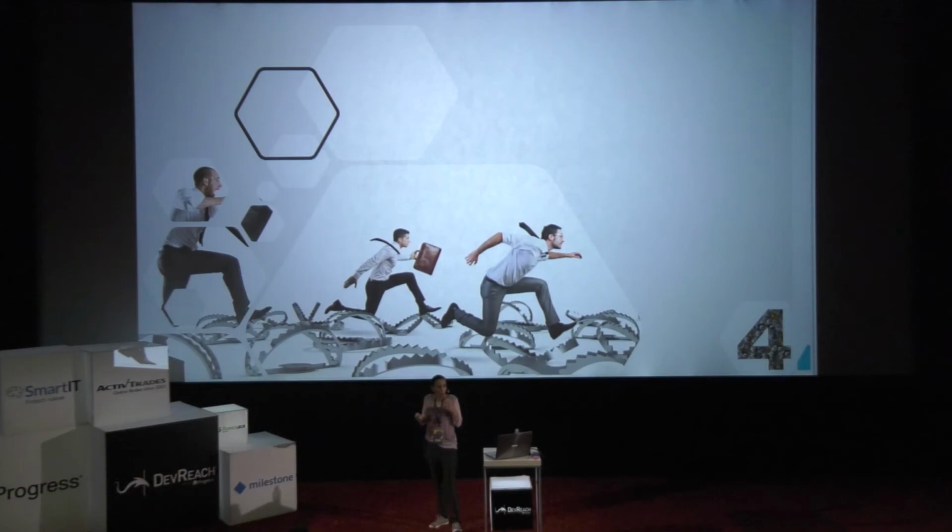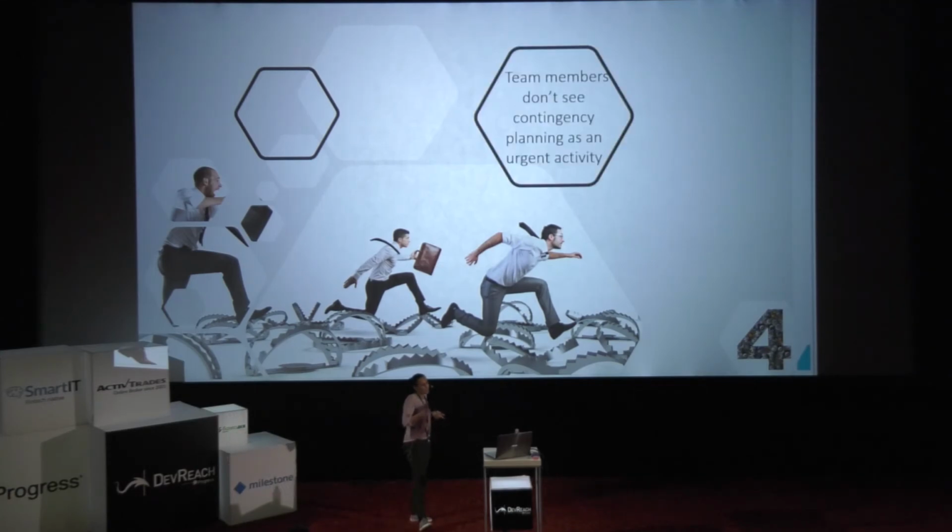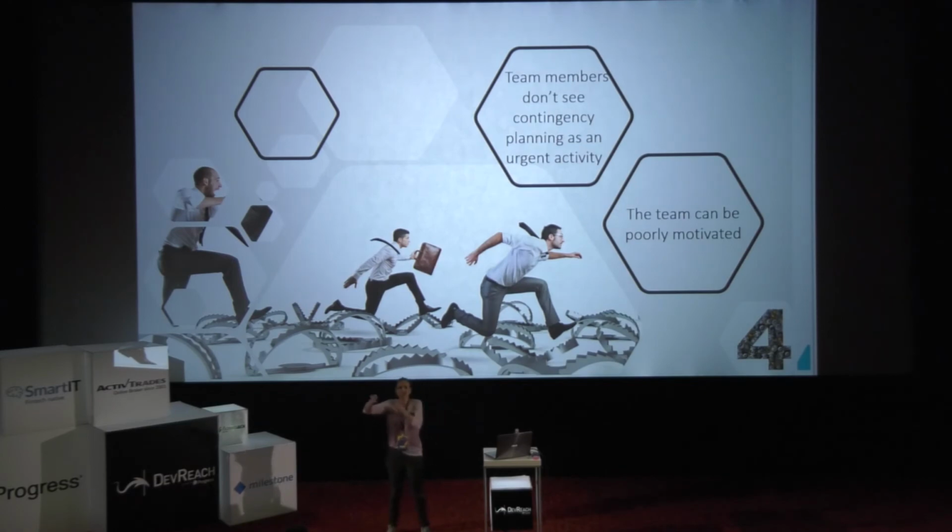So there are two things that usually are these obstacles. One of them is that team members usually, from my experience, don't see contingency planning as an urgent activity, and they will try to skip it or to avoid it completely. And the other one, at this stage, the latest stage of the process, the team does not have motivation as at the beginning. They already spent their energy and time in identifying risks and in creating a mitigation strategy. So the role of the team leader here is to increase the motivation of the team somehow.